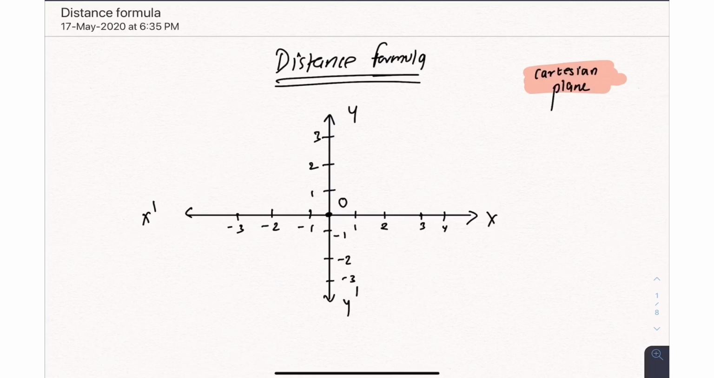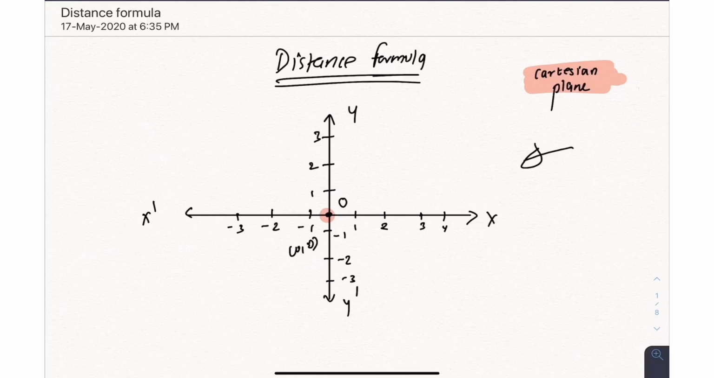I hope you guys are clear with the Cartesian plane. Now what is the Cartesian plane? The Cartesian plane has x and y axes. So this is called the Cartesian plane. It has x, x dash, y, and y dash. The point where the x and y axes meet is called the origin, represented by O, and the coordinates of the origin are 0 comma 0.